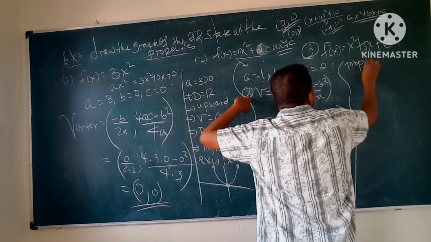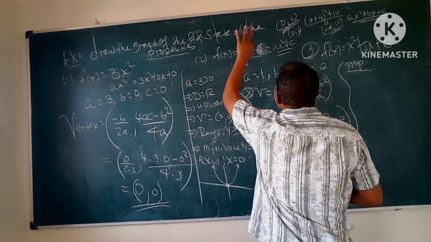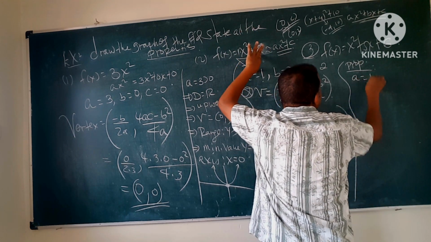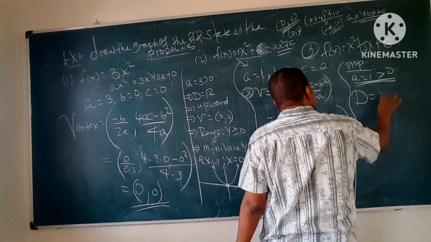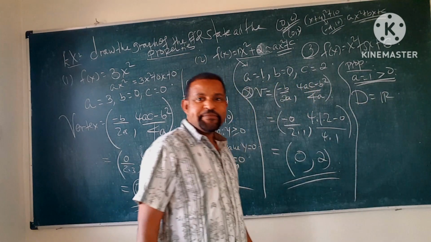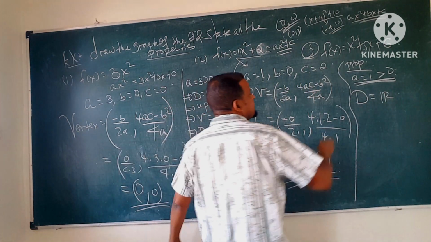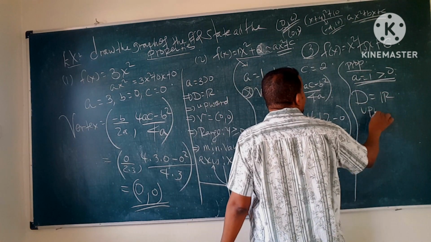Once you find the vertex, the rest is easy. What are the properties? Where is a? a is equal to 1, which is greater than 0, so it is an upward parabola. Okay, so the domain is all real numbers. Since a is greater than 0, it is an upward parabola.